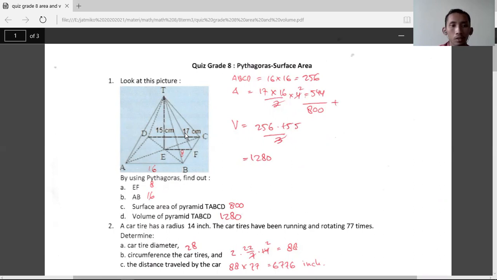With the Pythagoras theorem, we can perform this. This is the hypotenuse. So 17 square minus 15 square, and then we square root it, equal to 8. So EF is 8. So how about AP? AP is twice EF, so it becomes 16.